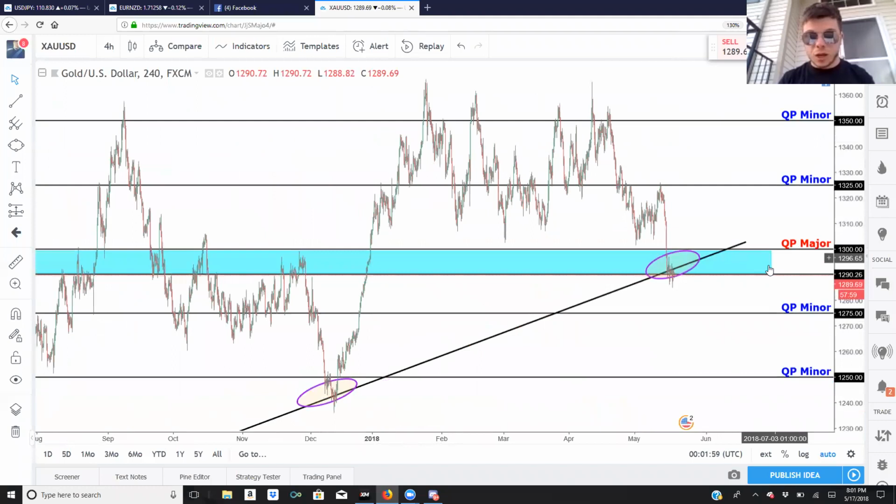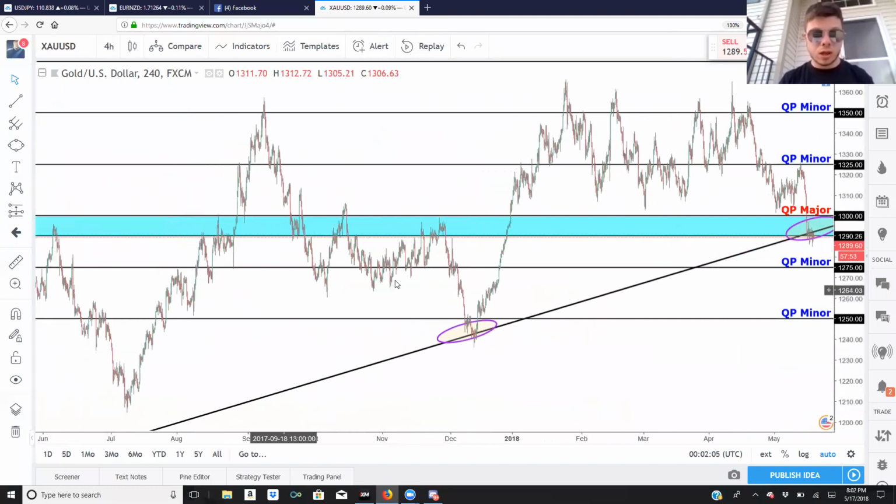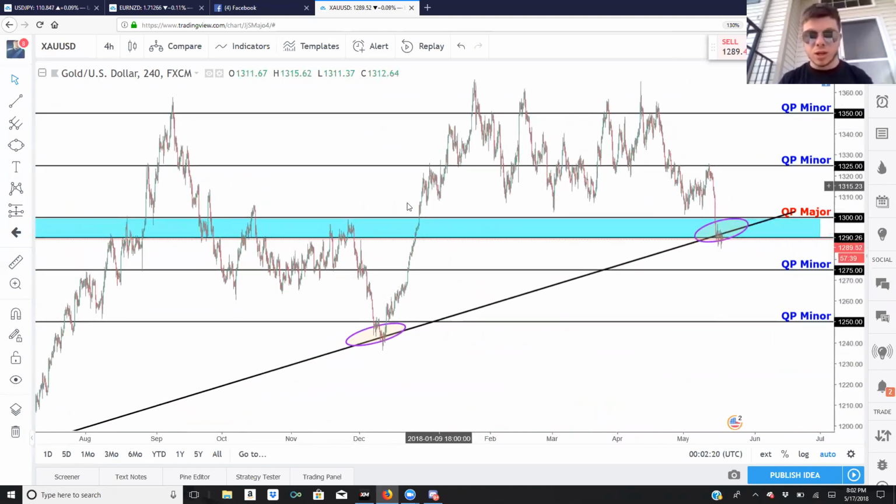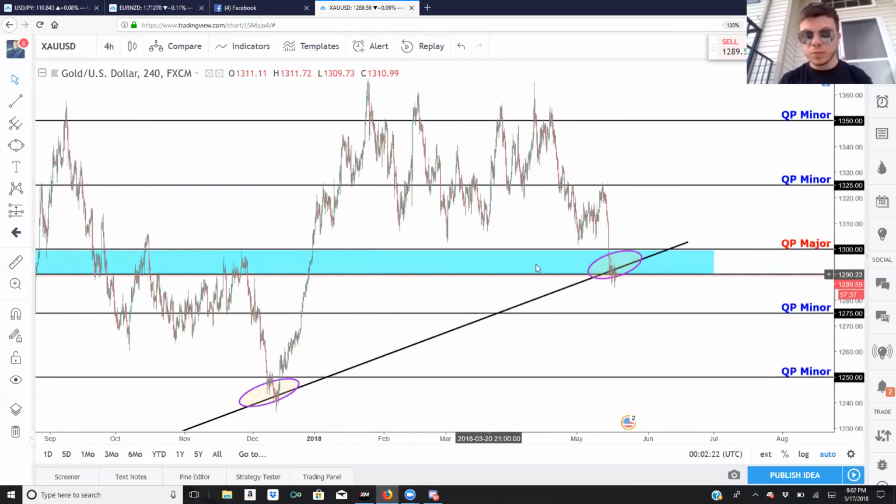So again, this blue box right here is just me highlighting the area where it was the full resistance, right? So it's been closing inside, it broke, okay, closed inside. We waited till it retested here, sold, right? Didn't retest, so we couldn't have got in that one.